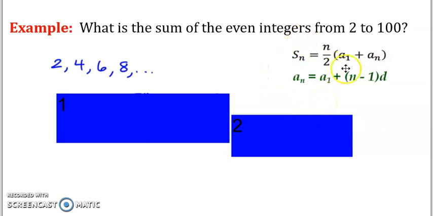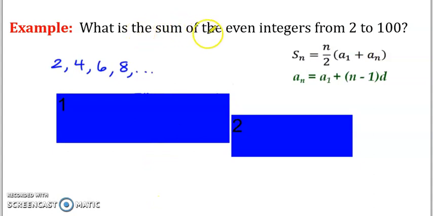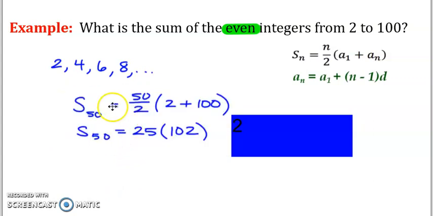All right, so here's what I need to know. How many terms are there? I know the first term is 2, and I know the last term is 100. So how many numbers are there if I'm only counting the evens, right? I'm not counting every number, I'm only counting the evens. Well, that's half as many because the other half are odds. So there would be 50 terms in this sequence. All right, so 50 over 2 times the quantity 2 plus 100. Remember, 50 is the number of terms, chopped in half. First term is 2, last term is 100.